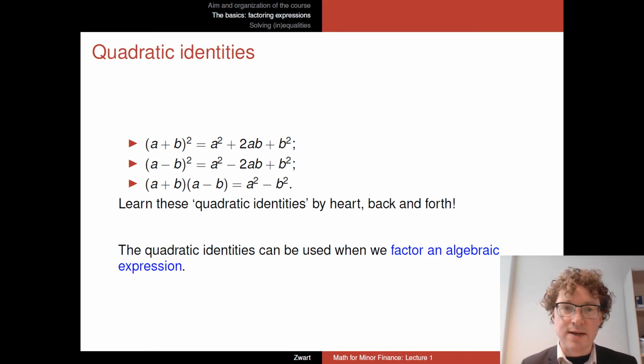So what were they? Just to remind you, if you see some expression like (a plus b) squared, the first one over here, if you get rid of those brackets, then you will see this is actually equal to a squared plus 2ab plus b squared. Same for (a minus b) squared: if you get rid of those brackets, a squared minus 2ab plus b squared. And the final one, (a plus b) times (a minus b), that's a squared minus b squared.